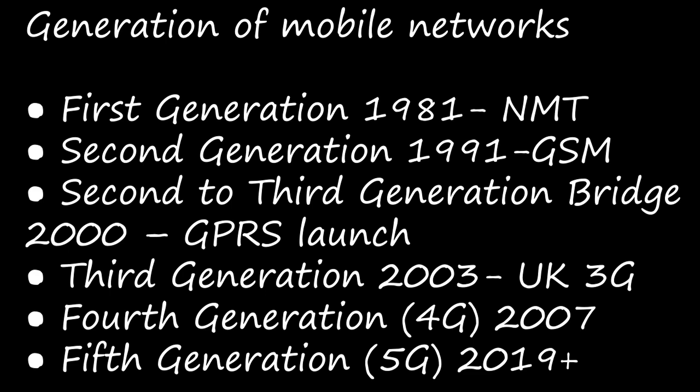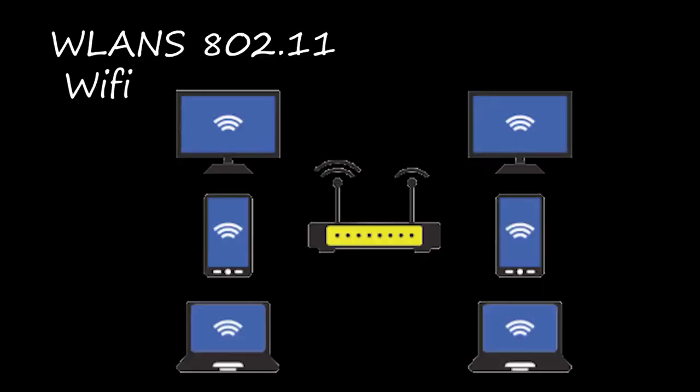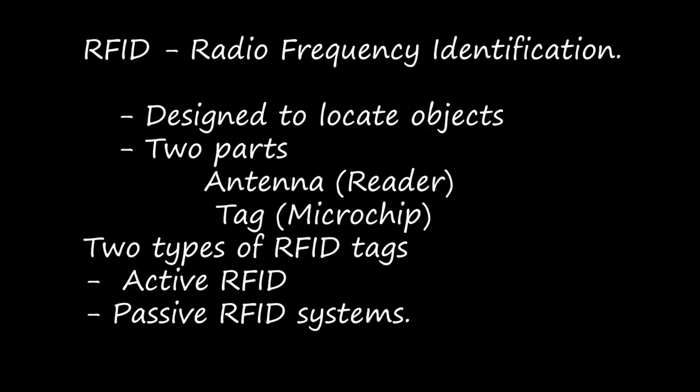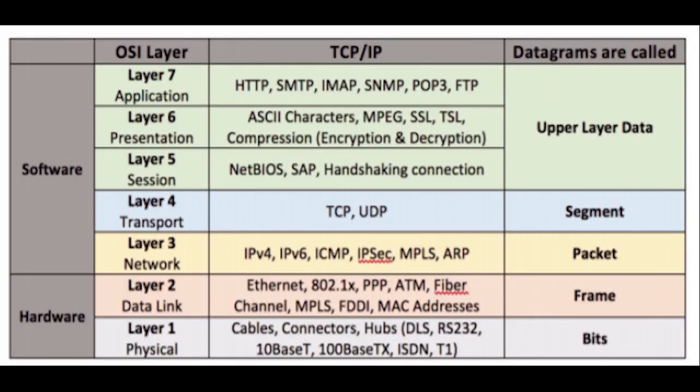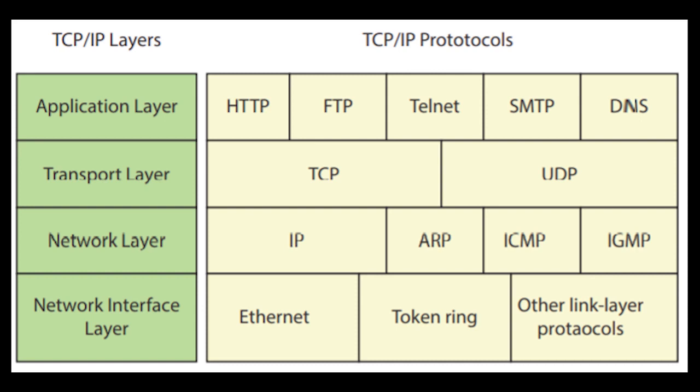And then we have seen about WLANs, 802.11, and we have seen about RFID and RFID tags. And we have seen about the OSI model and the layers in the OSI model. What are the layers? We saw physical layer, data link layer, network layer, transport layer, session layer, presentation layer and application layer, right? And then we have seen about TCP/IP, Transmission Control Protocol, Internet Protocol, and the different layers in TCP/IP also: network access layer, internet layer, transport layer and application layer, right? And we have seen these layers also in detail.